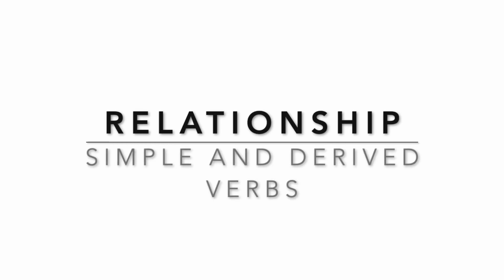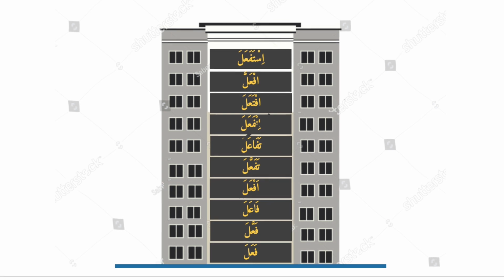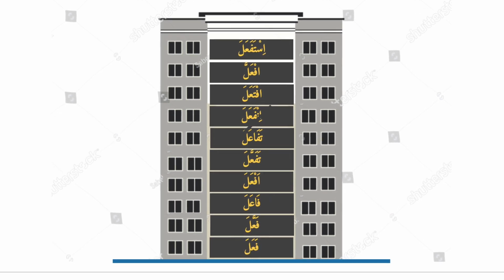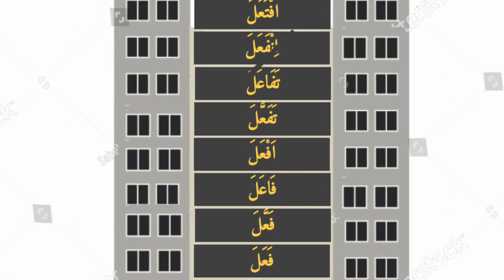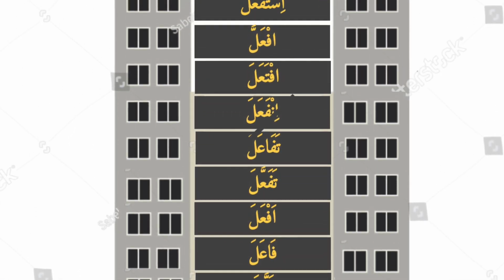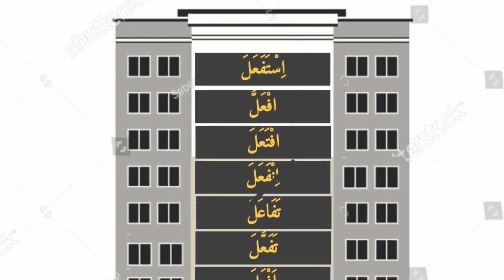Relationship of derived and simple verb. Let's imagine Arabic verb is a 10-storied building. The first floor is simple verb or form 1. Rest of the top floors are derived verb designated respectively 2 to 10.